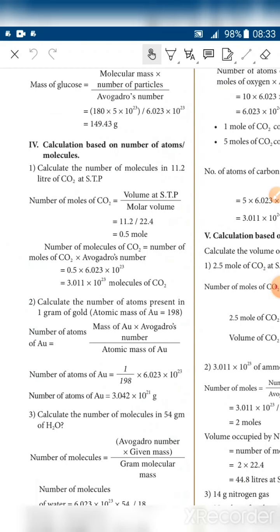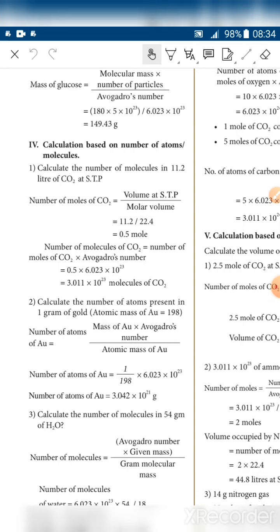You have to multiply the obtained mole by 6.023 × 10^23, and you will get 3.011 × 10^23 molecules of carbon dioxide. The next one says calculate the number of atoms. Same formula. First you have to calculate the number of moles, mass by atomic mass.